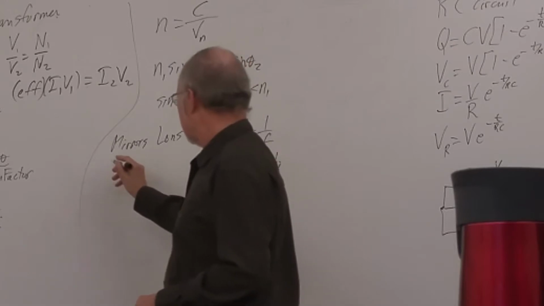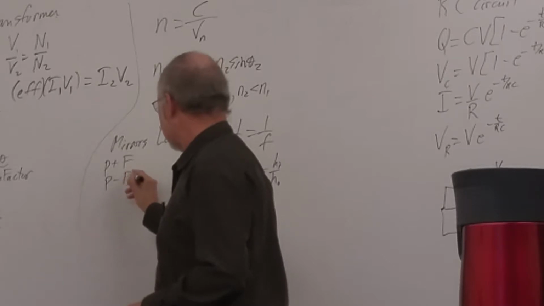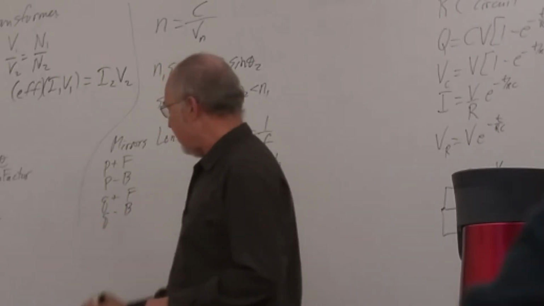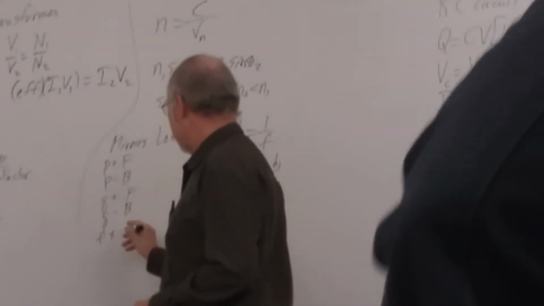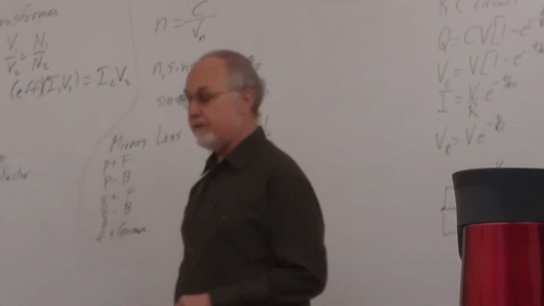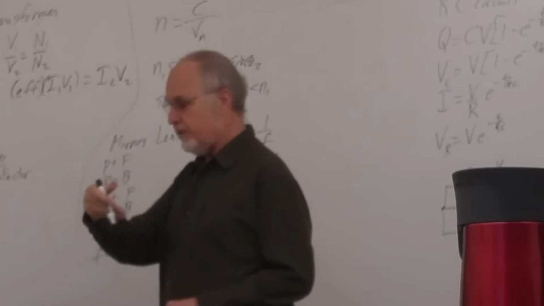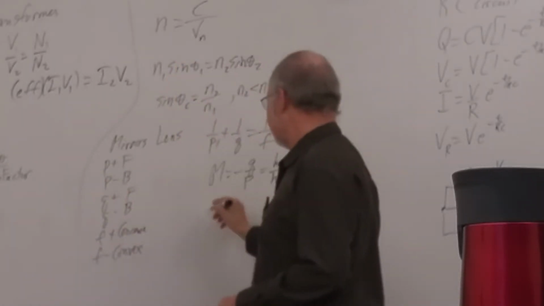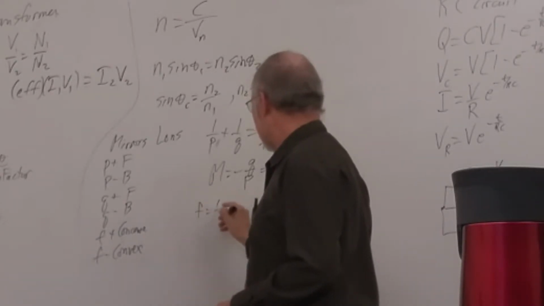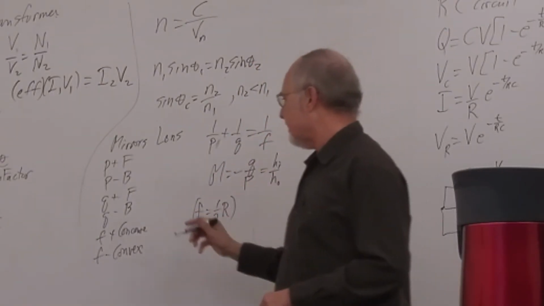For mirrors, on the front side it's positive, on the back side it's negative, and that's for p or q. Focal length is positive if it's concave, which means the focal length is on the front side. It's negative if it's a convex mirror, curved toward you. By the way, the focal length is 1/2 the radius of curvature, if that helps with anything.